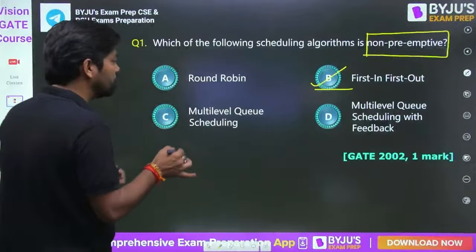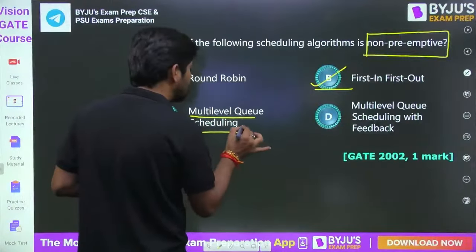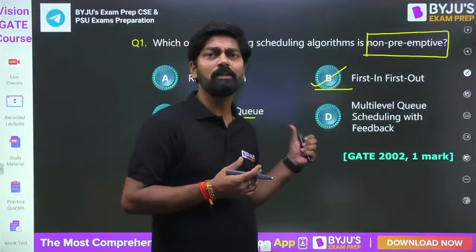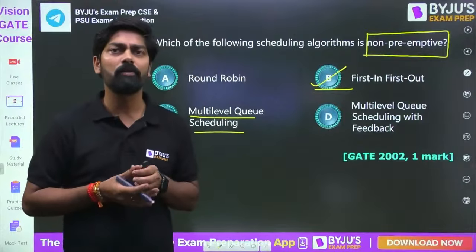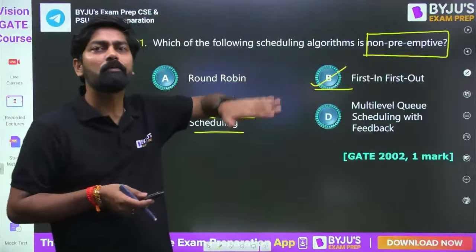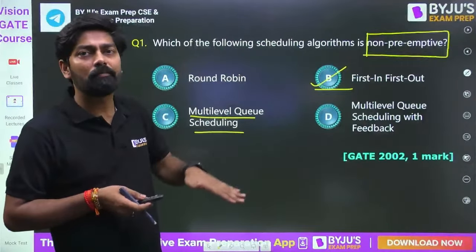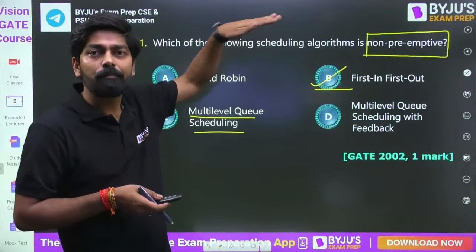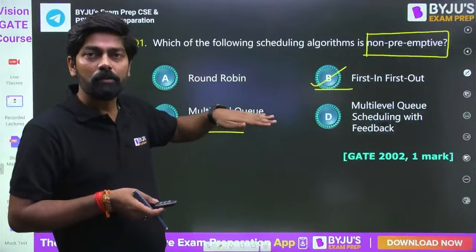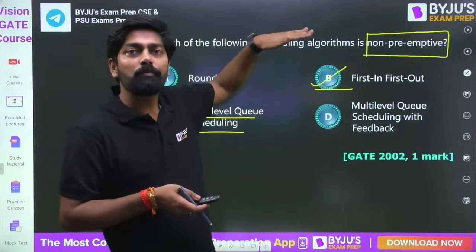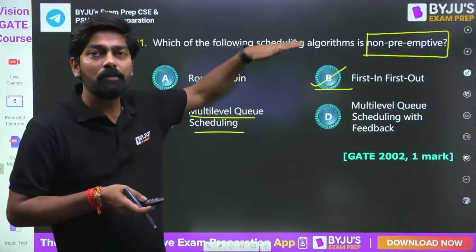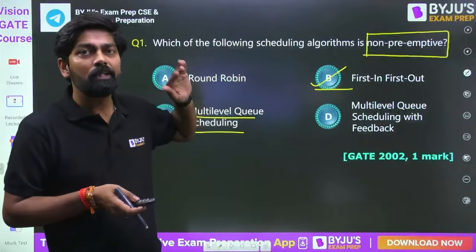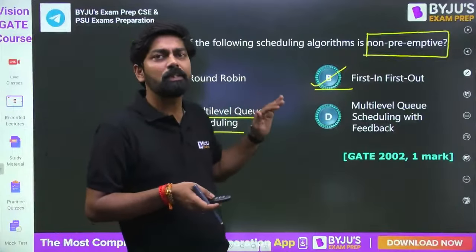Talk about this one, multi-level queue scheduling. Is multi-level queue scheduling non-preemptive? No, it is also a preemptive scheduling algorithm. Like in multi-level queue, we have multiple queues, a high priority queue and a lower priority queue. Once the higher priority queue processes have been executed, then the lower priority processes will be executed. So it may happen that preemption will occur.